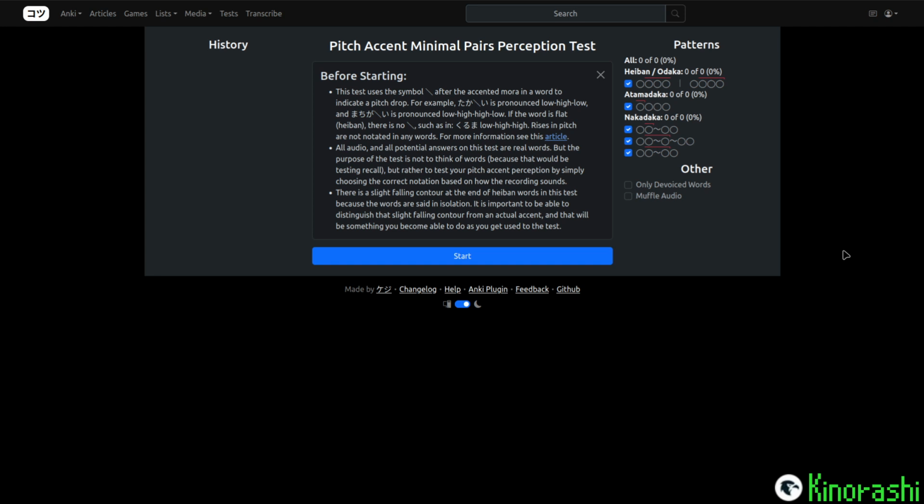Okay, as with Heiban words, the rise in pitch at the beginning of the word is smaller than the drop in pitch that occurs later. All Nakadaka words have at least 3 moras. In other words, if the word doesn't have enough syllables, or moras, you know it can't be a Nakadaka.